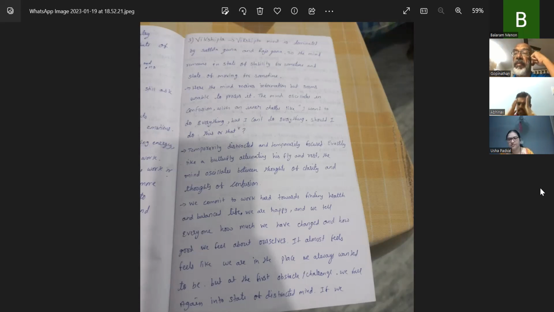See, up to here we are very focused, we are doing very hard work, we are doing everything, but when that first obstacle or challenge comes, suppose we are following a strict diet for many days, but one day the challenge comes. So what happens again? We fall into it. We have to break the diet, and again we come to the state of distracted mind. This is what happens in this state.